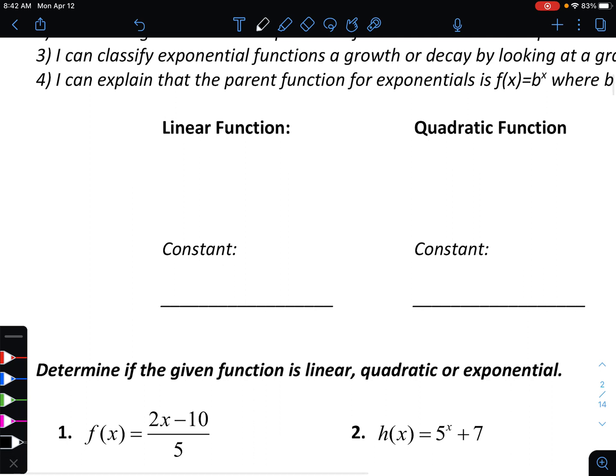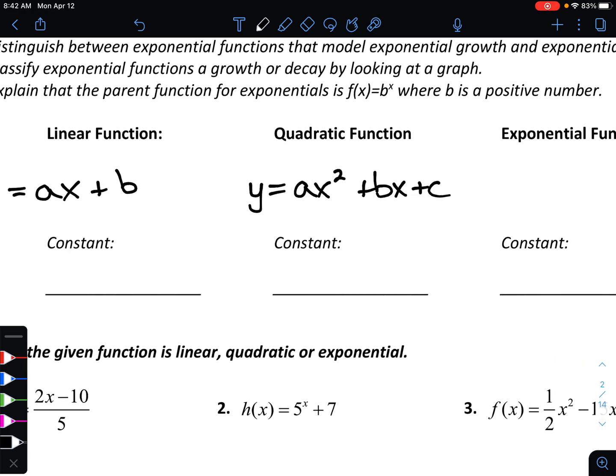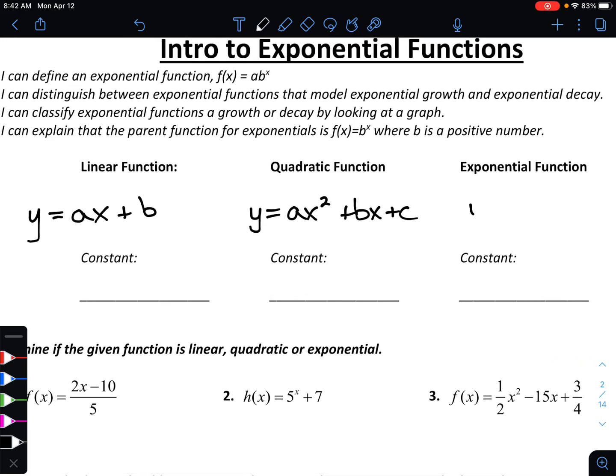So for a linear function, typically we think about that in terms of its slope-intercept form, which usually we would write mx plus b. I'm just going to write ax plus b instead. Whereas for a quadratic function in standard form, that would be y is equal to ax squared plus bx plus c. Finally, for an exponential function, we would write that y is equal to a multiplied by b to the power of x.